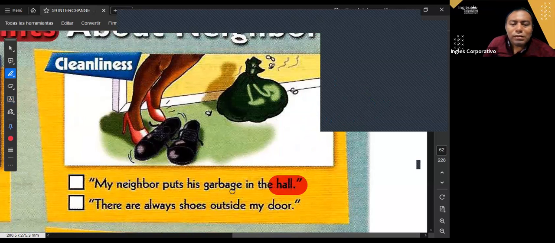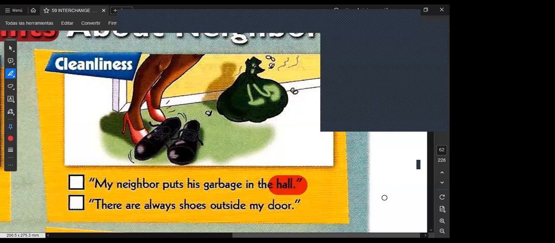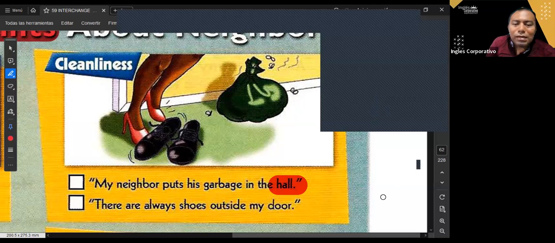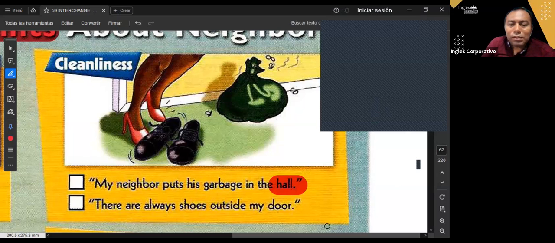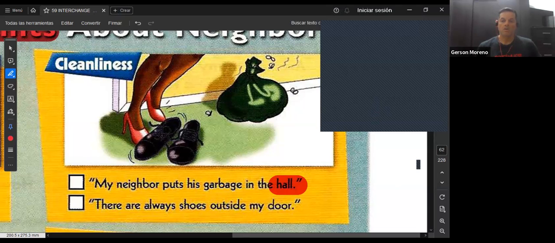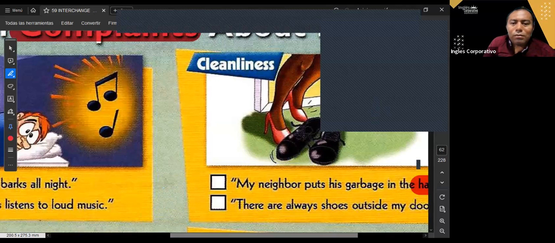My neighbor put his garbage, basura, in the hole, in the corridor. Now the next one. Can you help me to read the next one? Melissa Giselle Lopez? There sure. There are always shoes outside my door. Outside, right? Outside is the opposite of inside. Fuera. Afuera de mi puerta. Outside. And you have an inside, right? Very good.